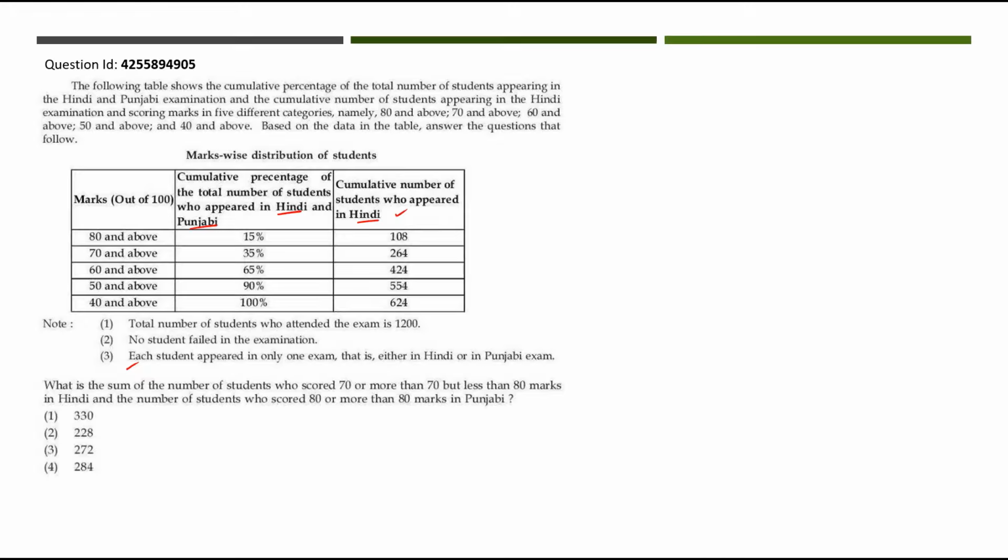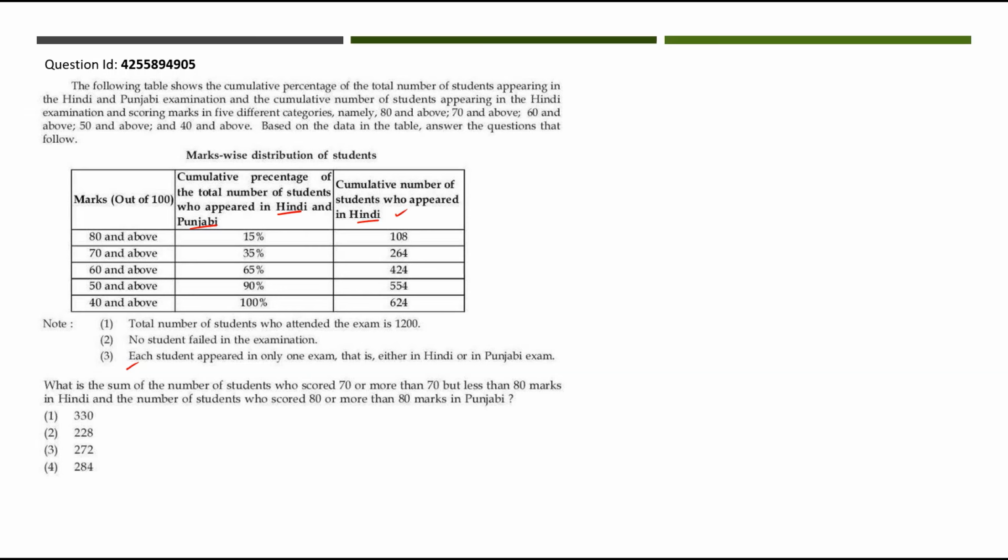Let's start with the first question. What is the sum of the number of students who scored 70 or more than 70, but less than 80 marks in Hindi, and the number of students who scored 80 or more than 80 marks in Punjabi?